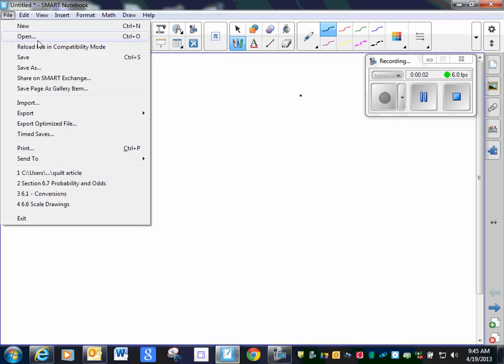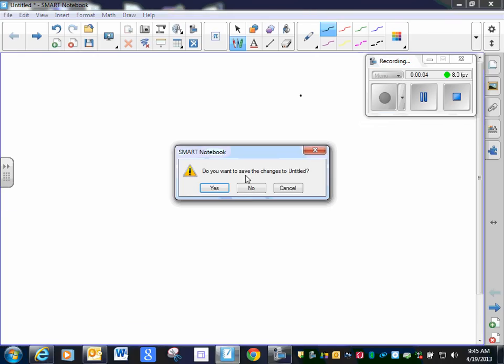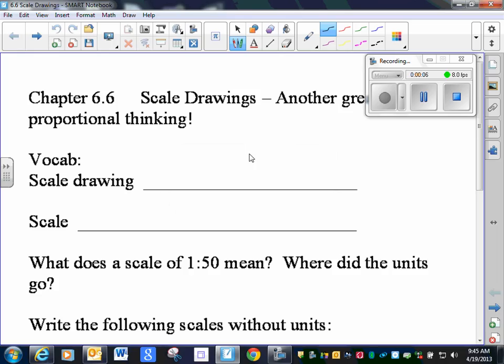Morning, friends. I am going to talk to you today about scale drawings. This is chapter 6.6, and I need your books open to page 312, where you can see the book definition for some of this vocab.